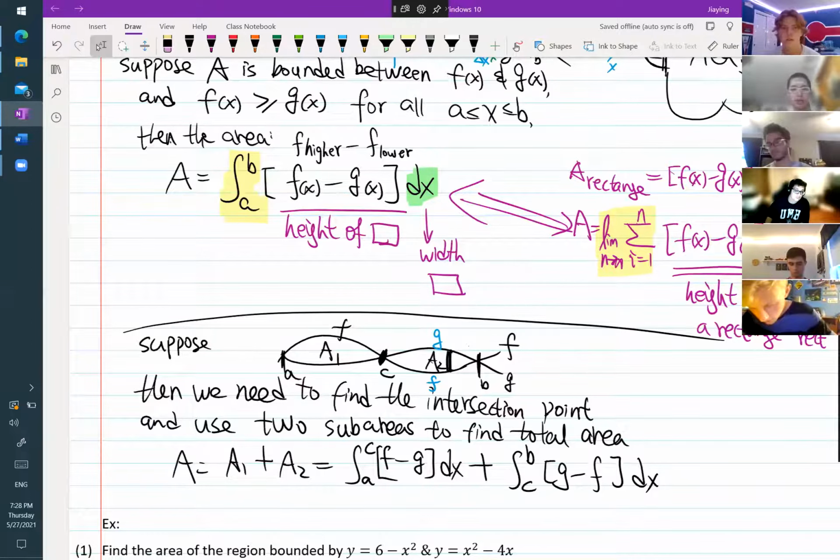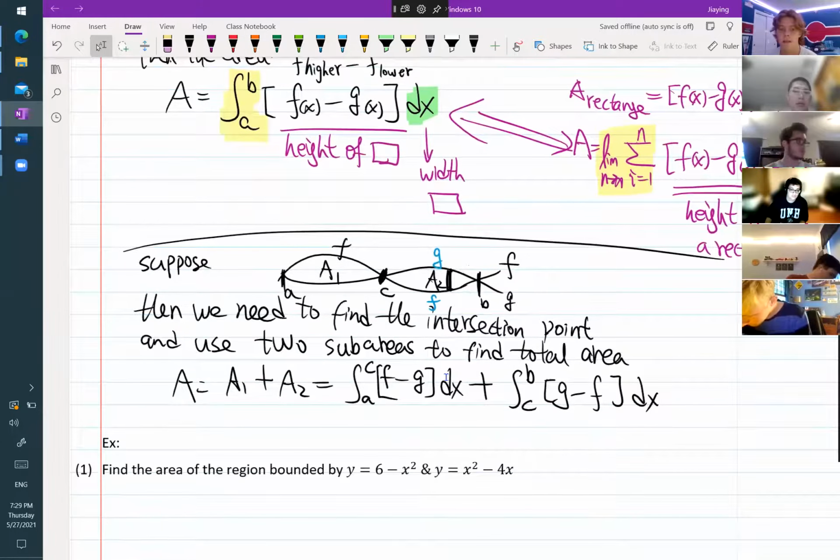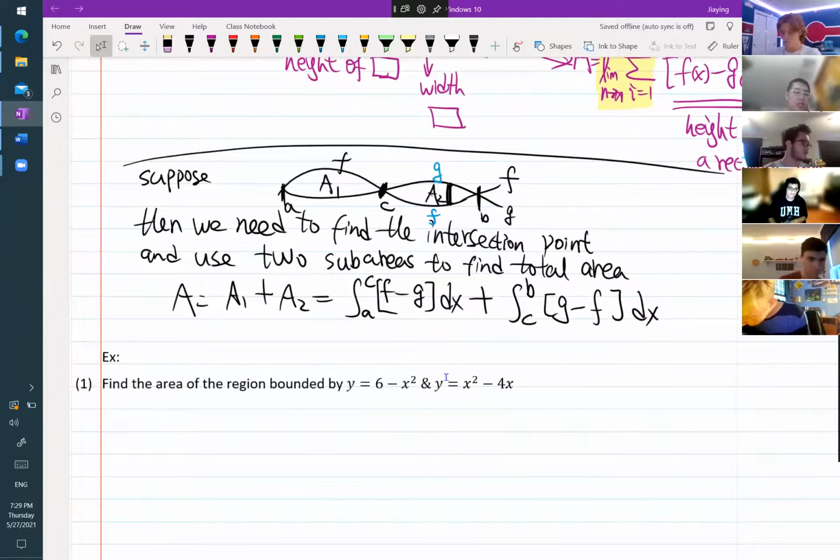You know what? I do need to use this to show you. So when you work on a problem like this, it's always good to use Desmos to graph the functions to get a kind of a picture, to know which area you talk about. For example, the first example I have says, find the area of the region bounded between y equals 6 minus x squared and y equals x squared minus 4x.